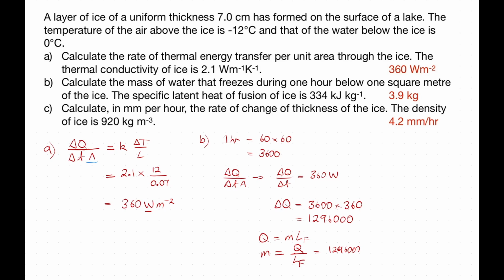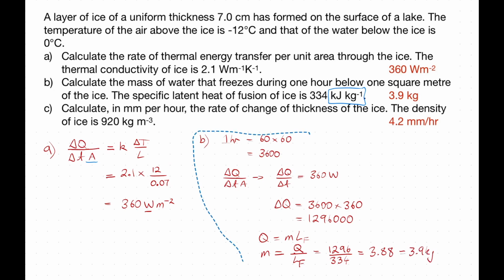But our value up here is in kilojoules. So we're going to divide our value here by 1,000. Divide it by the 334, so it comes out as being 3.88, which is equal to 3.9 kilograms to 2 significant figures.